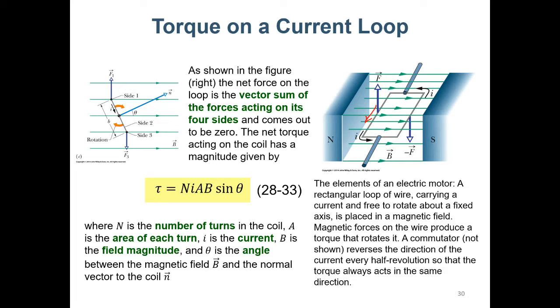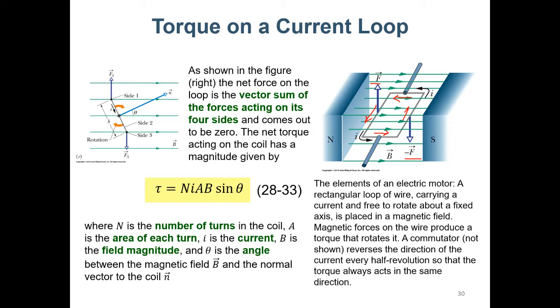As the current is counterclockwise, consider the right side first. For the right side, the current is going in, and the B field is to the right side, so I cross B is to the bottom. So you can see for the left side, F is pointing upward, and this one points downward.